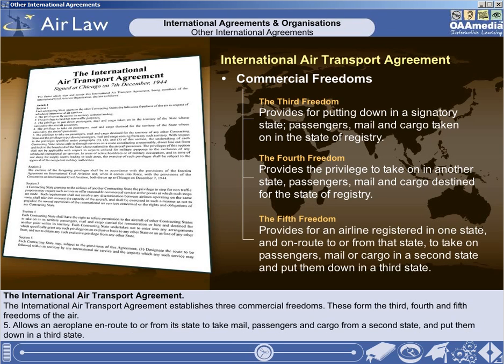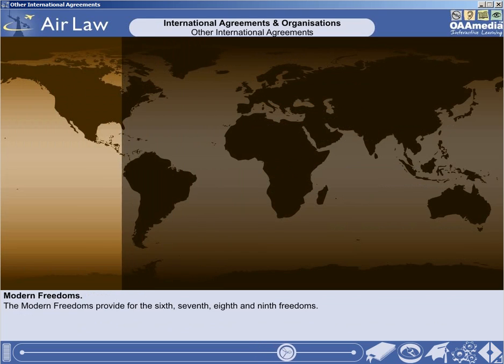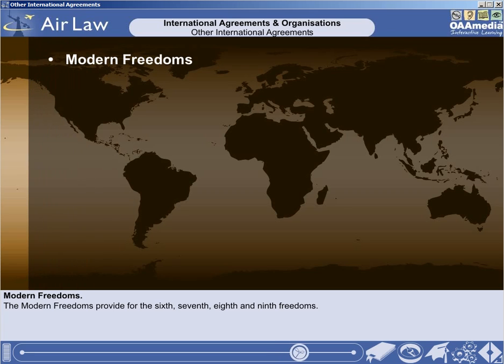The fifth freedom provides for an airline registered in one state and en route to or from that state to take on passengers, mail, and cargo in a second state and put them down in a third state. Due to the growth in air transport and the evolution of airlines operating on a global basis in partnerships, further commercial freedoms have evolved. The modern freedoms provide the 6th, 7th, 8th, and 9th freedoms.